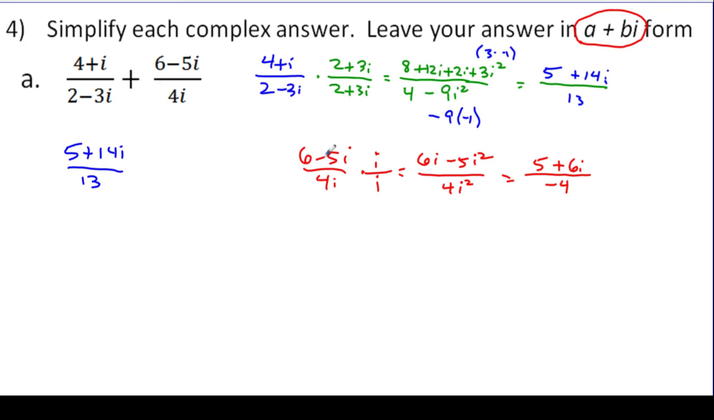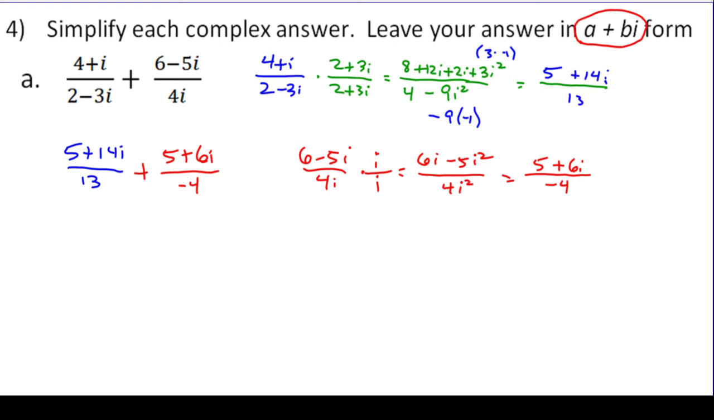So let's go back to my original problem. I just took (6 minus 5i) over 4i, and I turned it into (5 plus 6i) over negative 4. I'm going to make one little change to this second problem before we get started. I'd like to do common denominators. Actually, I'm not even going to make the change. We don't have to. We'll do it as we go.